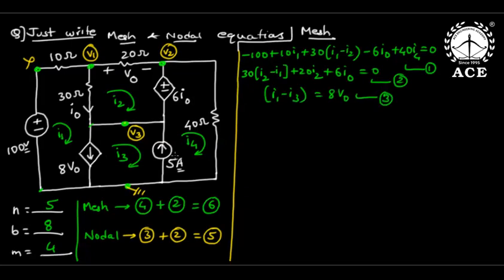Then another link, I3, I4, but the resultant is going up now. So I4 minus I3 is 5.